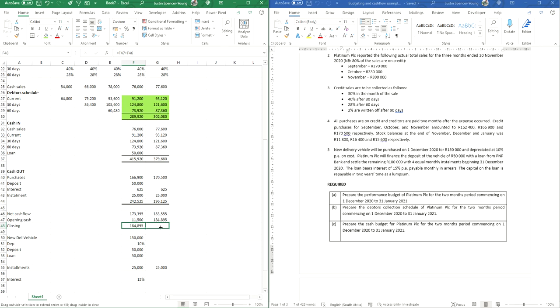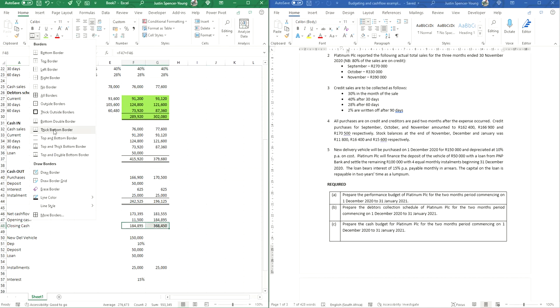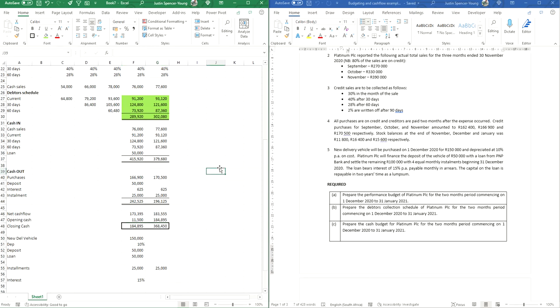And we can do the same calculation here, and now we have a closing cash number, and this is our kind of magical end to the cash flow. We'll just put a big black box around that. Sure, let's just check. What have we done here? We have done prepare a performance budget for the period December and January.